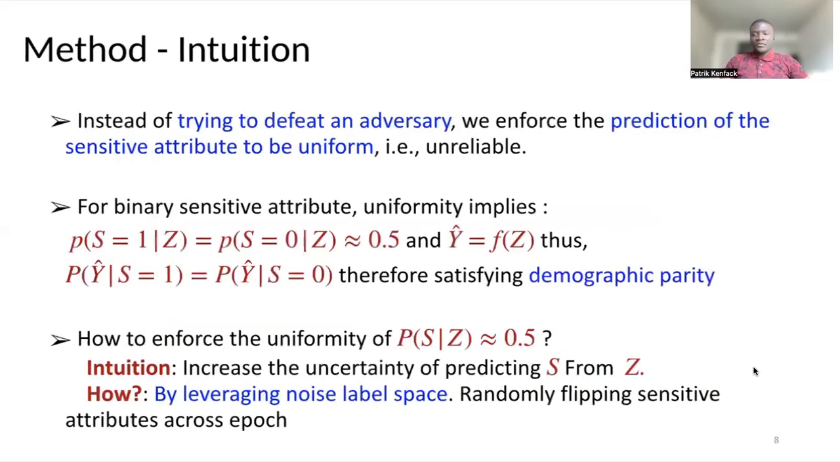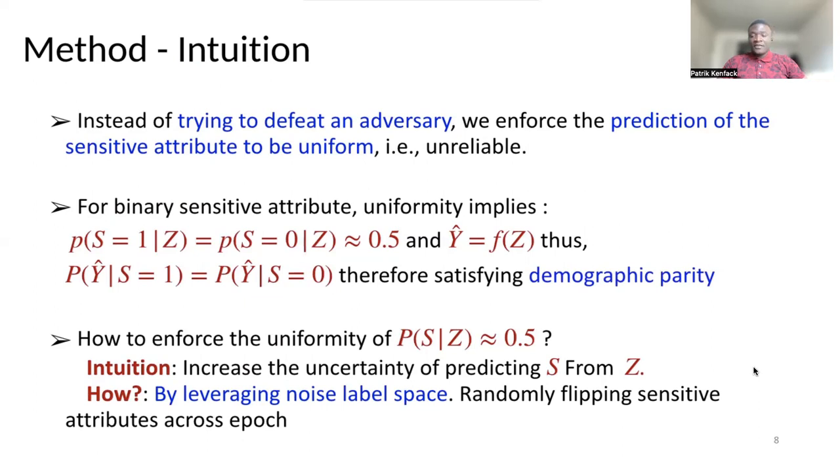As I said earlier, we do not want to try to defeat an adversary, but we would like to enforce the uniformity of the sensitive attribute prediction from the latent space. How this works: if we achieve this goal, this means that predicting S given Z is almost uniform or exactly uniform. Since we're going to use Z to train a classifier, let's say here it's F, on the upstream task, since Z is independent from S, we are also sure that on the upstream task, the outcome will be independent from the sensitive attribute. Therefore, we will say that we have achieved demographic parity.